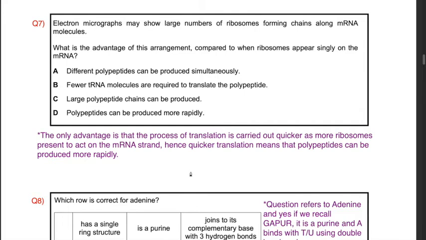Therefore, if you go to the answers A, B, C and D, the best possible answer that describes this is answer D. Polypeptides can be produced more rapidly. The advantage of this arrangement of having many ribosomes that act on a given mRNA strand is a faster translation process. Faster translation means the polypeptides are produced more rapidly. Therefore, the answer being D.